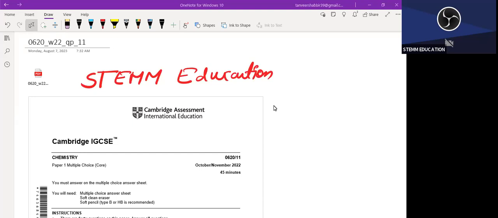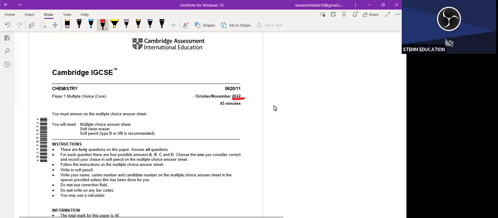So in today's lecture, we will solve an IGCSE Year 11 question paper, and it's a recent question paper. You can see it is the October/November 2022 question paper. Okay, so Paper 1 is multiple choice and it is for code.